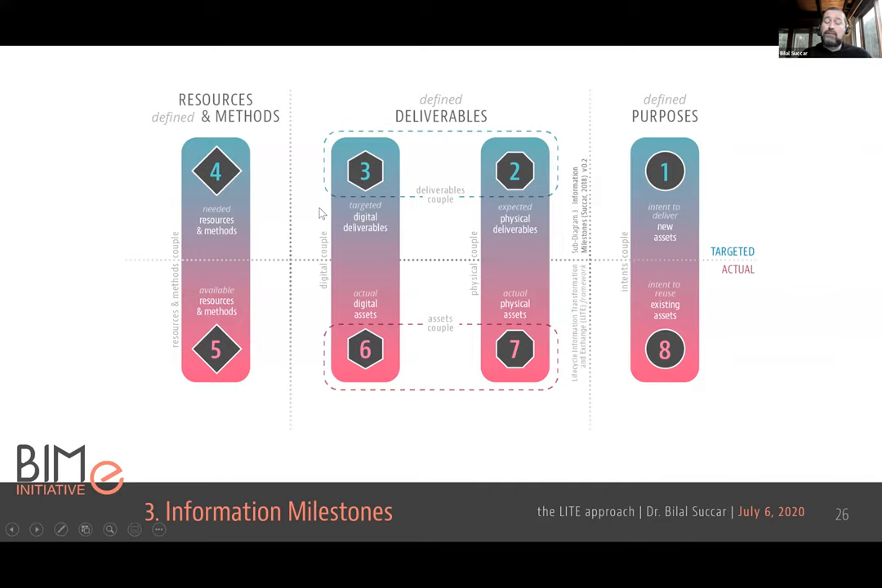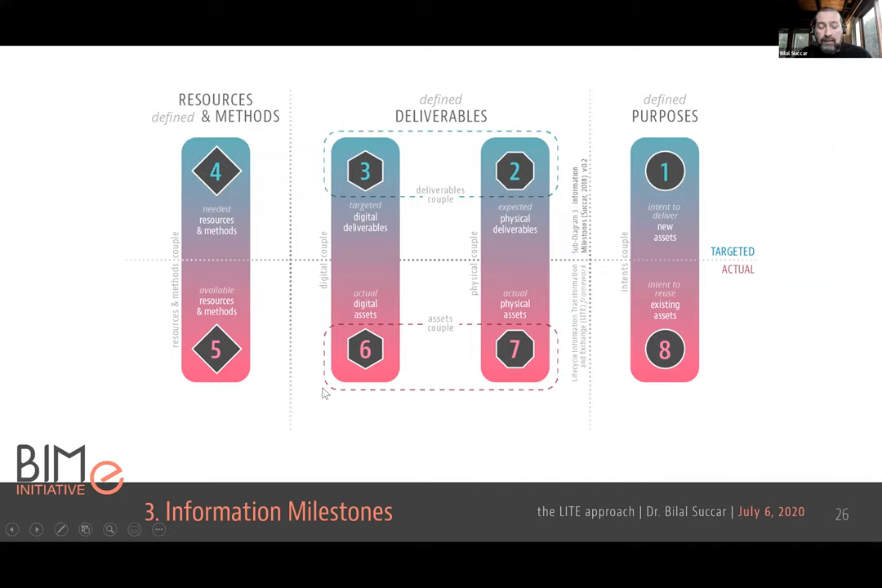So after defining the purpose, the physical asset, the digital deliverables for that asset and the resources needed, now the execution starts. First, I need these resources. Now we do our procurement, we do our pre-qualification, we select our methods, and now we have the actual or available resources and methods that we really can deploy. Sometimes not everything that we want to deploy is available. The resources could be missing, the competencies could be missing. So really it's about what's available.